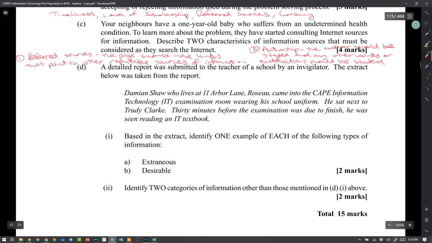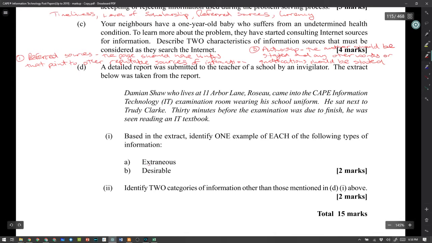A detailed report was submitted to the teacher of a school by an invigilator. The extract below was taken from the report. Damien Shaw, who lives at 11 Arbor Lane, Rousseau, came into the Cape Information Technology examination room wearing his school uniform. He sat next to Trudy Clark. 30 minutes before the examination was due to finish, he was seen reading an IT textbook. Based on the extract, identify one example of each of the following types of information.